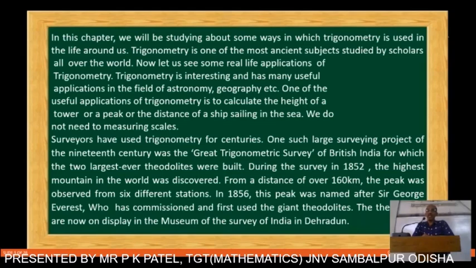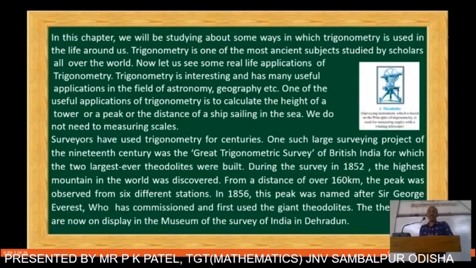During the survey in 1852, the highest mountain in the world was discovered from a distance of over 160 km. The peak was observed from 6 different stations. In 1856, this peak was named after Sir George Everest, who had commissioned and first used the giant theodolites. The theodolites are now on display in the Museum of Survey of India in Dehradun. And this is the image of the theodolites kept in Dehradun.